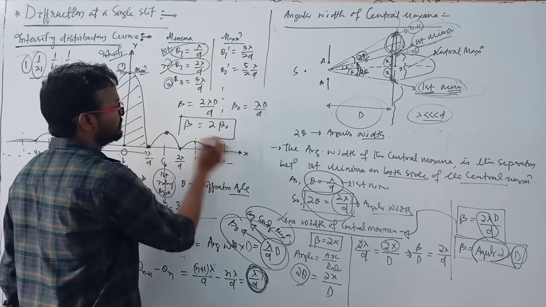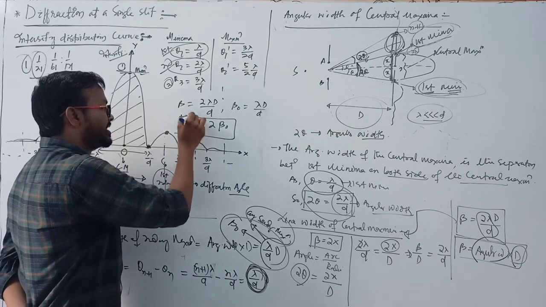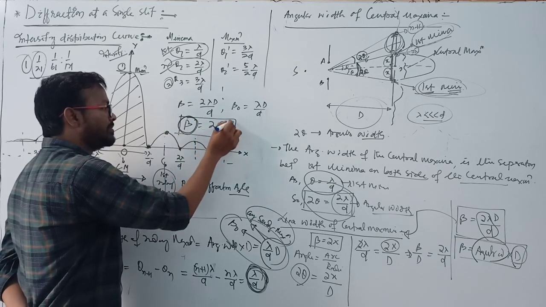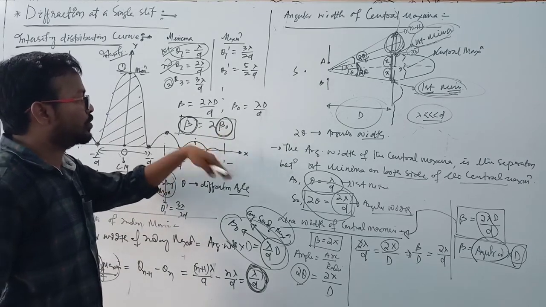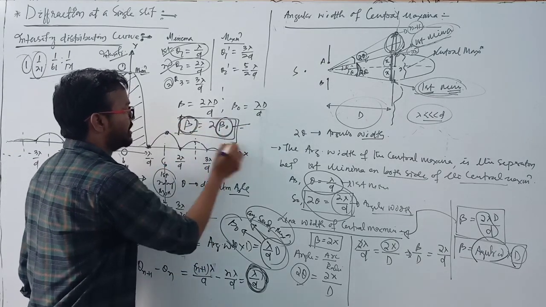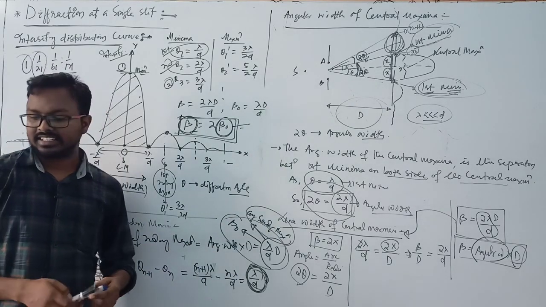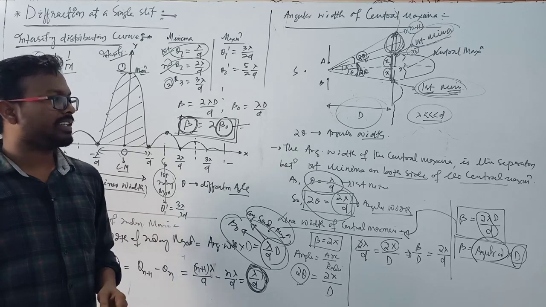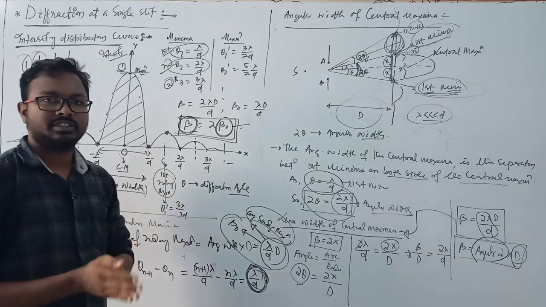Clear? So the linear width of the central maxima is 2 times the linear width of any secondary maxima. This is the central maxima. These are all about diffraction through a single slit. Clear? So how can we get maximum intensity and minimum intensity? You have to remember all the concepts like this. Clear? Thank you all.